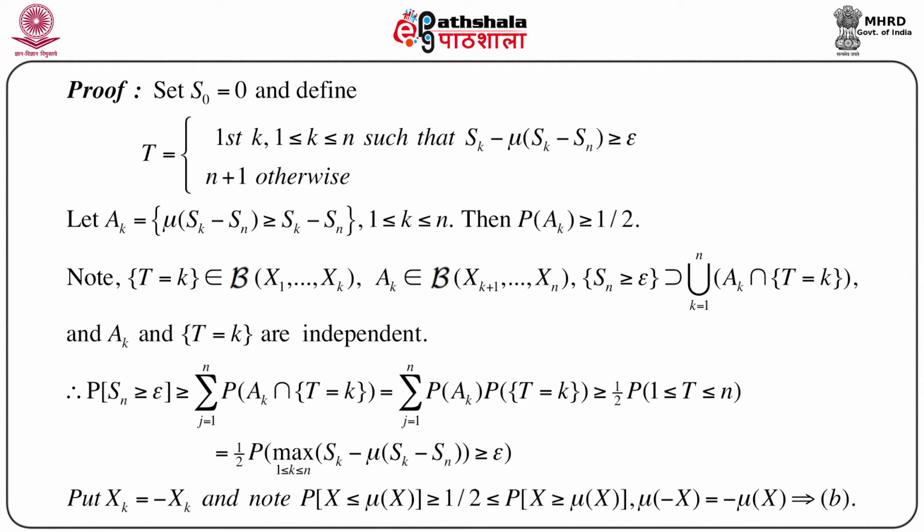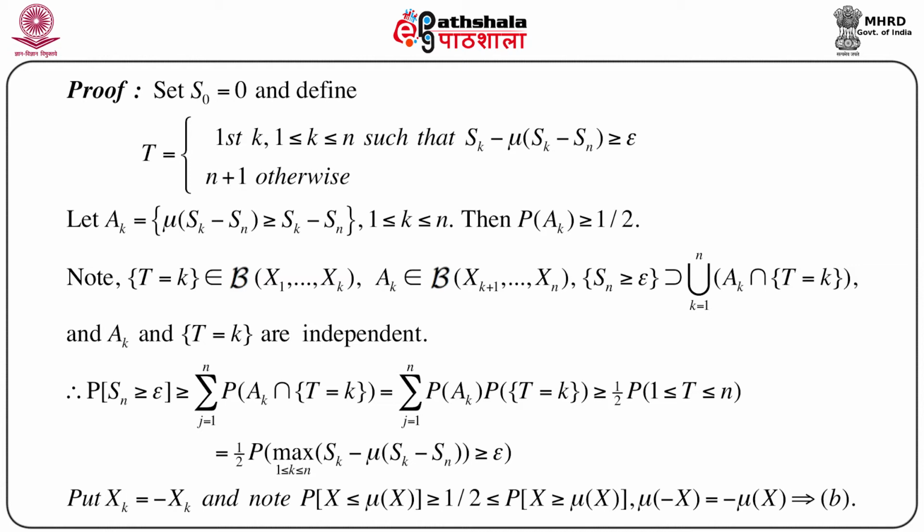Now what is the probability Sn greater than or equal to epsilon? Now the probability Sn greater than or equal to epsilon is naturally greater than or equal to the summation over k equals 1 to n of the probability of A_k intersection T equals k, because we know that the event Sn greater than or equal to epsilon contains this union of A_k intersection T equals k. So just by the monotonicity property of probability, the probability of Sn greater than or equal to epsilon is greater than or equal to the summation over k equals 1 to n of the probability of A_k intersection T equals k.